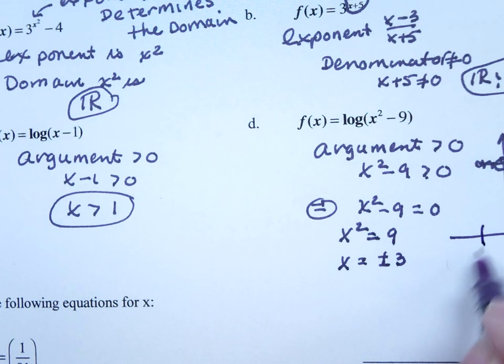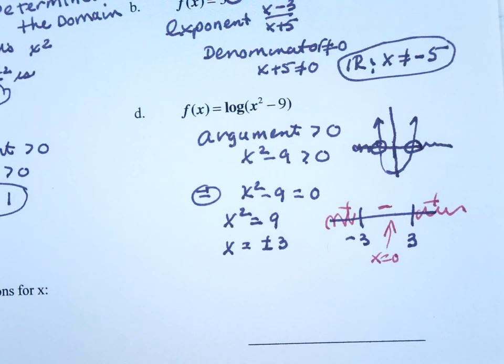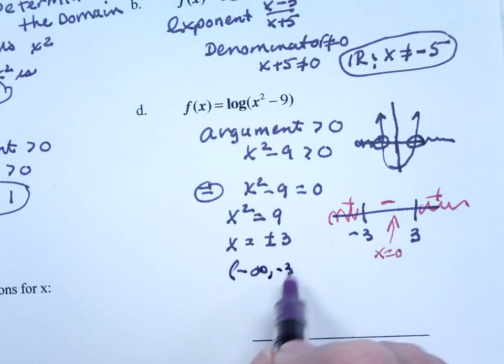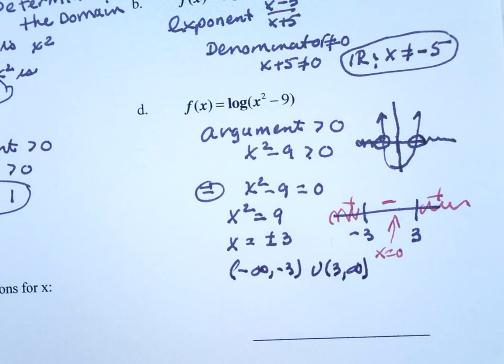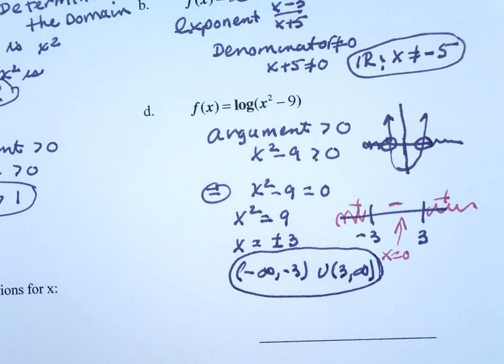So number line, minus 3, plus 3. If I pull my test point, x equals 0. At 0, it's negative, positive, positive. There's your domain right there. You can see it matches the graph above. It's on the outside. So your domain is minus infinity, negative 3, 3, infinity. Or x greater than 3, x less than negative 3.